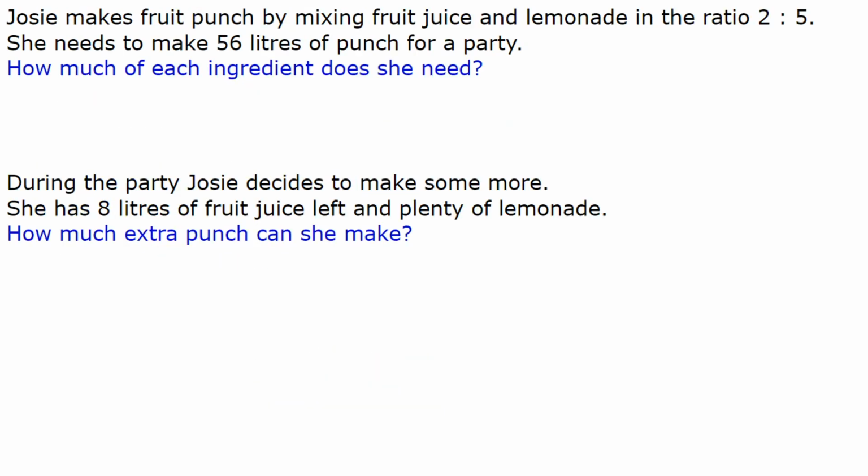What about this one? So for this one, Josie makes fruit punch by mixing fruit juice and lemonade in the ratio 2:5. She needs to make 56 litres of punch for a party. So how much of each ingredient does she need? So first and foremost, how many shares is that? 2 plus 5 is equal to 7 shares, which is 56 litres. 1 share is equal to 56 over 7, which is equal to 8 litres.